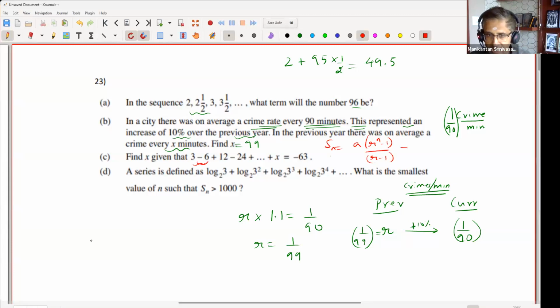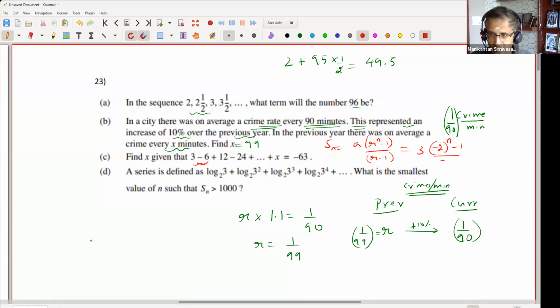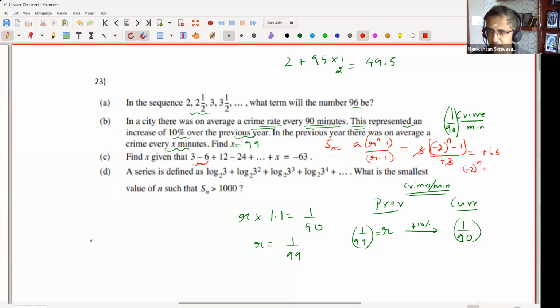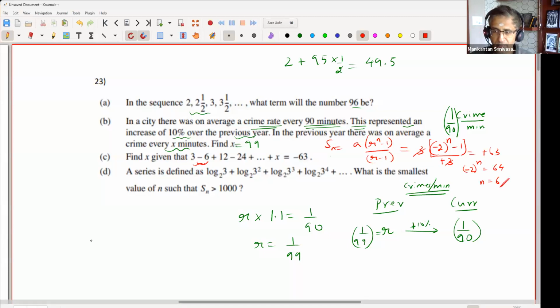So in this case, a is 3, r is minus 2. So it's minus 2 power n minus 1 upon minus 2 minus 1. So minus 3 equal to minus 63. So this is 3 and 3, and then minus and minus gets cancelled. So minus 2 power n is 63 plus 1, which is 64. So n must be an even number, and sure enough, minus 2 power 6, n equal to 6. So n equal to 6, the number of terms is 6.